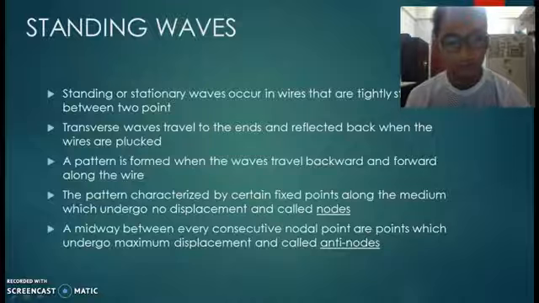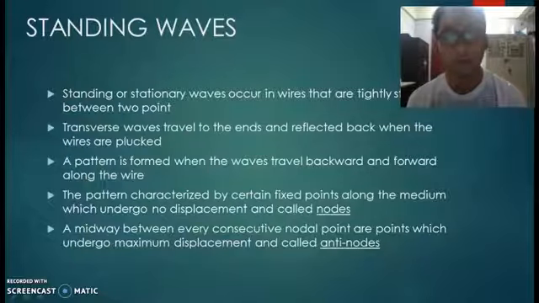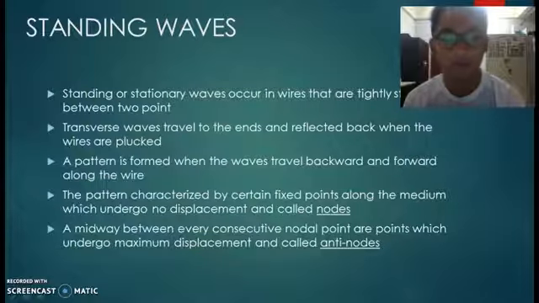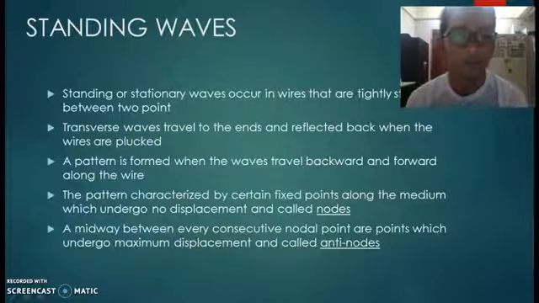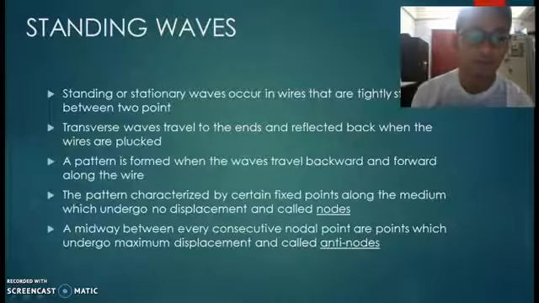Standing or stationary waves occur in wires that are tightly stretched between 2 points. Transverse waves travel to the end and are reflected back when the wires are plucked. A pattern is formed when the waves travel backward and forward along the wire. The pattern is characterized by certain fixed points along the medium which undergo no displacement and are called nodes.